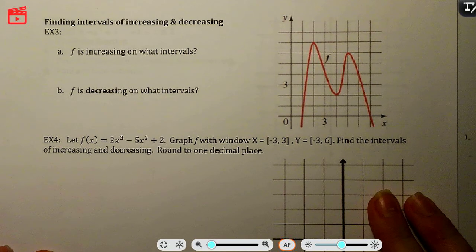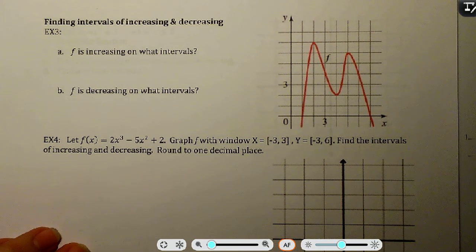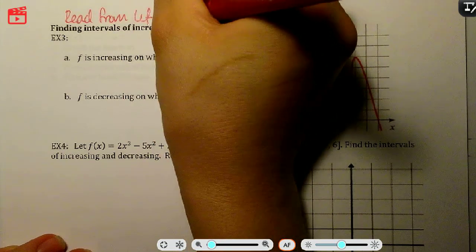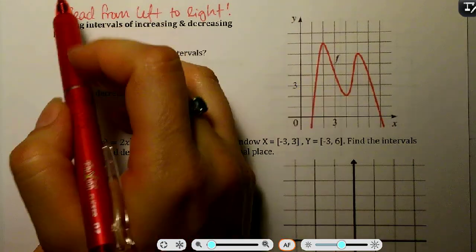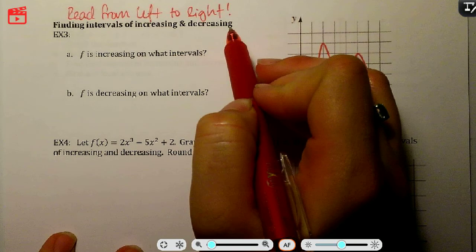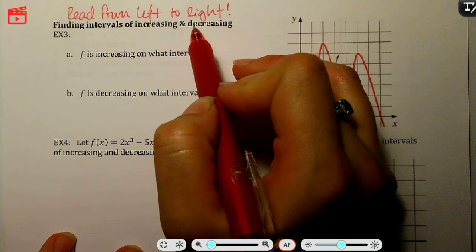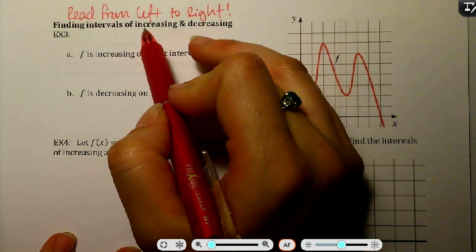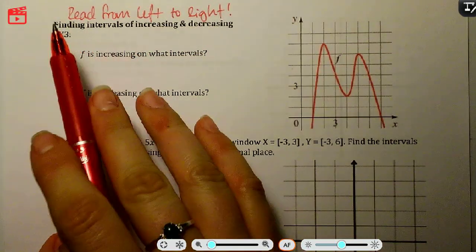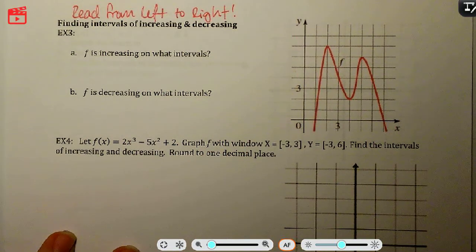Next, finding intervals of increasing and decreasing. Okay, one really big thing to note here is this is going from left to right. Just like how we read books from left to right, we say finding intervals of increasing and decreasing. We do not say it backwards. Okay, we don't read that way. We read from left to right. So we're going to look at intervals from left to right as well.